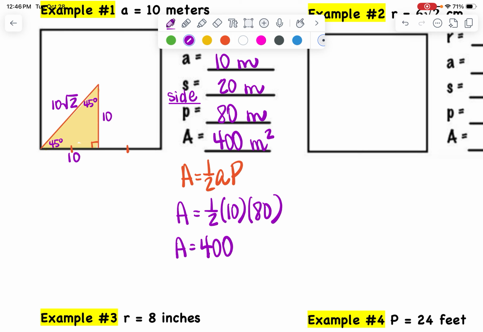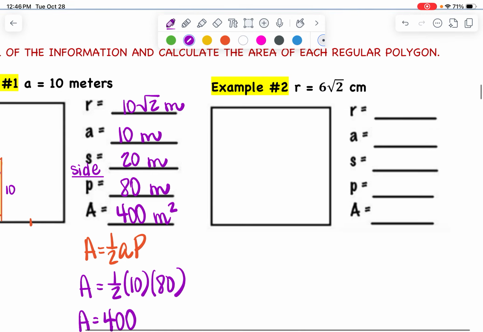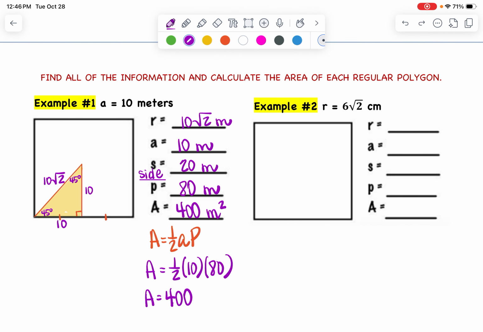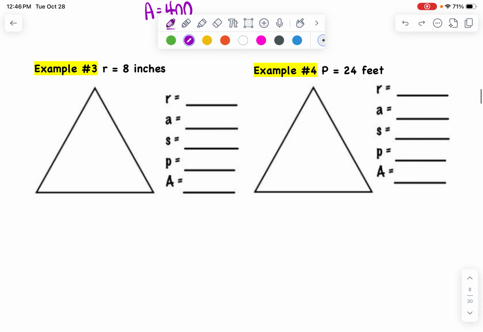So even though I knew it had an area of 400, we just found it a completely new and different way. Again, we're not going to be giving you a lot of squares, we're just starting nice and easy. All right, example number 2 is basically the same, but they gave you the radius instead of the apothem, so you just have a different piece of starting information. All right, let's go to number 3.